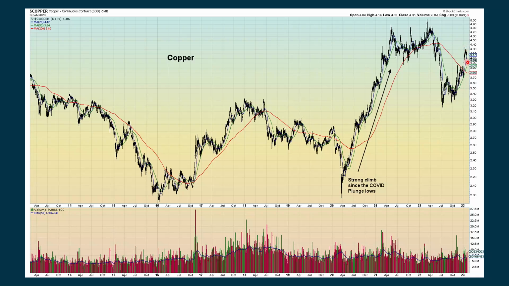And we look at copper because it's called Dr. Copper. What is the economy going to look like in the future? When copper is going up, that tends to bode well for the economy. When copper is going down, that tends to be more negative for the economy.